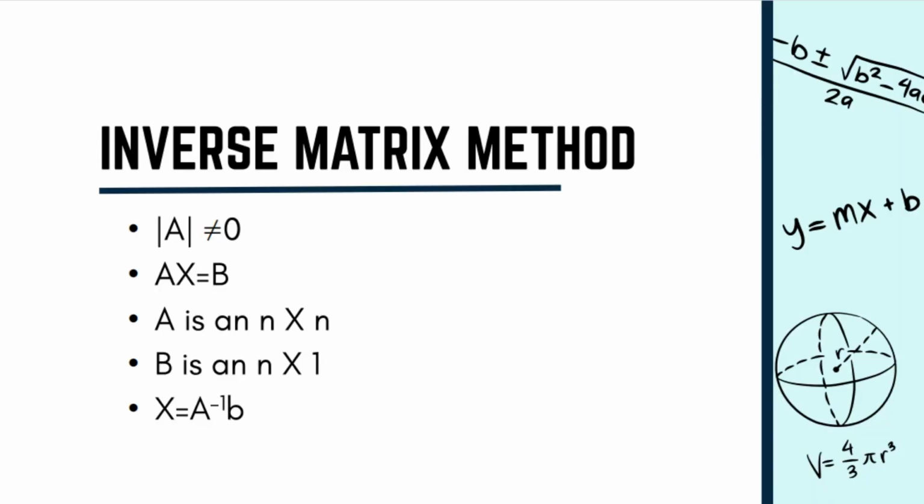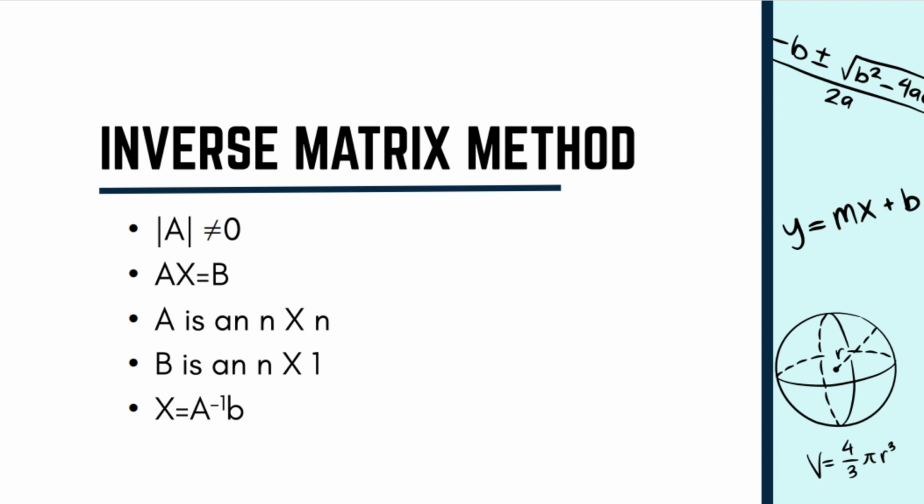Okay, so now I'll be talking about the inverse matrix method. First things first, we must know that the determinant of A is not equal to 0, because if the determinant of A is equal to 0, we must stop the calculation because the inverse does not exist. After that, we must put the system of linear equations into the form Ax equal to B, where A is an n times n matrix and B is an n times 1 matrix. If A inverse exists, then x equals the inverse of A times B.